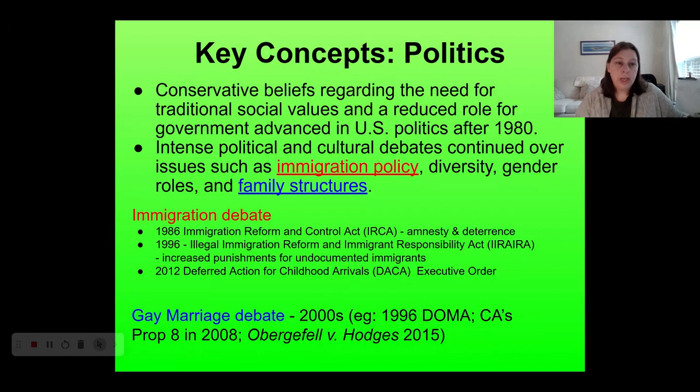and deterrence. In 1996, under Clinton, we get IIRIRA, which makes it much more difficult for people who are in the country undocumented to become documented. That process becomes much more difficult and punitive. In 2012, under Obama, we see an attempt to address this through an executive order, creating DACA, which tries to deal with people who came in undocumented as children, right? Not on their own cognizance as adults. So this is not an area that we have resolved in any way, shape, or form, but it's definitely an ongoing area of debate.